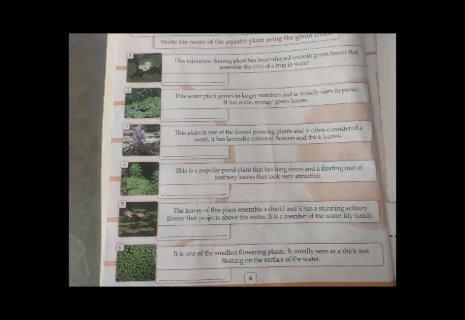Sixth one, it is one of the smallest flowering plants. It is usually seen as a thick mat floating on the surface of the water. So we have already seen the duckweed plant as the smallest flowering plant. It looks like a mat floating on the surface of water. So the sixth one is duckweed.